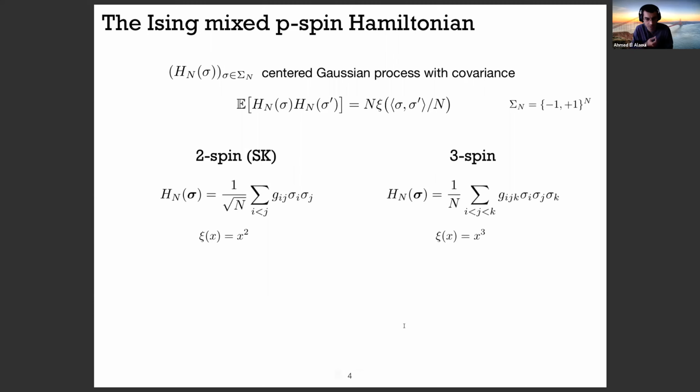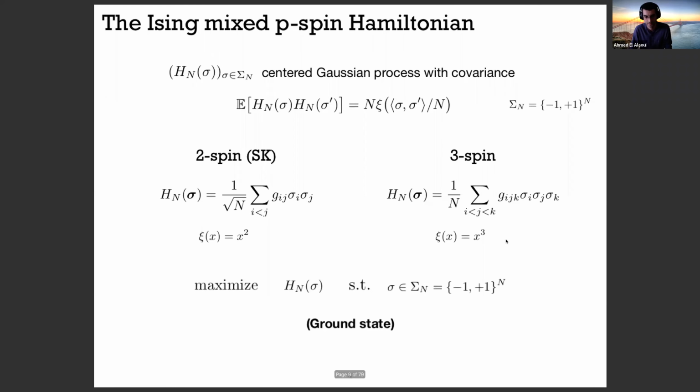Two examples to keep in mind: one is the quadratic case, which is the two-spin or the Sherrington-Kirkpatrick model, where you just have a sum of two-body interactions, J_ij sigma_i sigma_j. Here you can compute the covariance, and you will get that Xi is just x squared, or x squared over 2. The other case is the three-spin model, which is the same thing but for three-way interactions, and there Xi will be just x cubed.